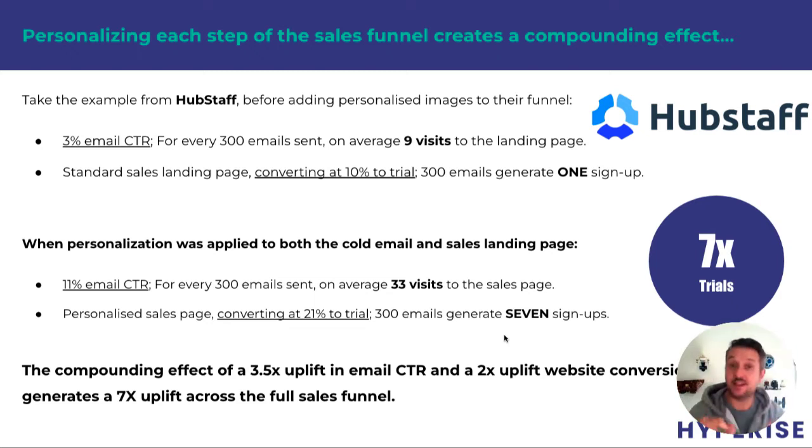And what that means in real numbers that matter is that for every 300 emails that HubSpot now sends out, they get 7 signups to their platform, whereas before they only got 1. And that really makes a difference in how viable their email channel can be in terms of bringing in new business. So it really was a game changer.